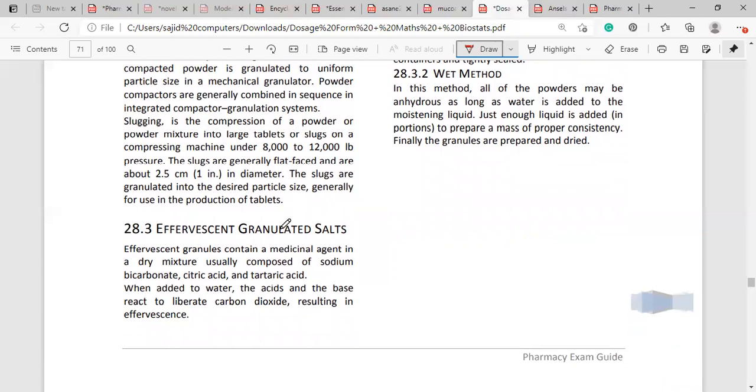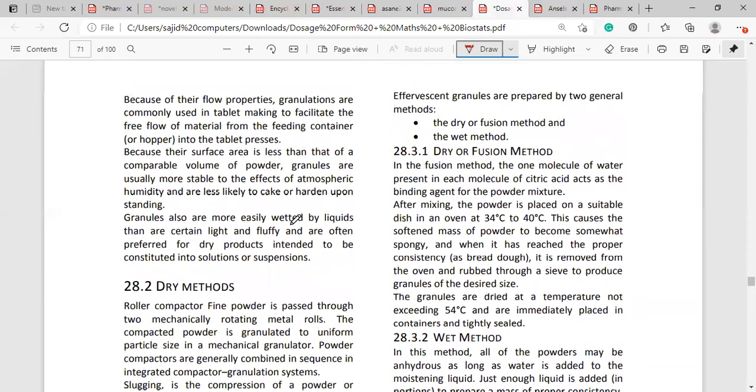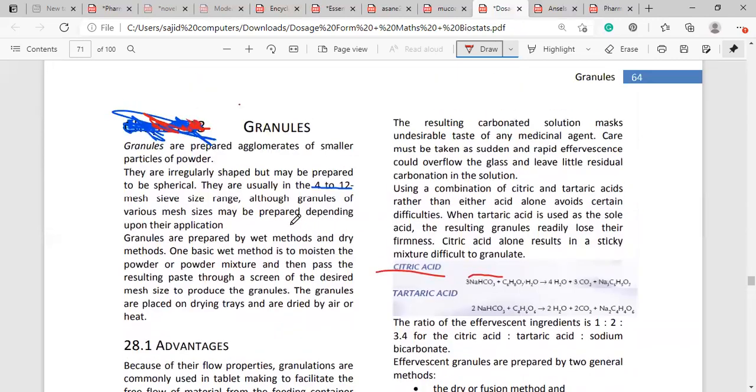Effervescent granules contain medicinal agent in a dry mixture usually composed of sodium bicarbonate, citric acid, and tartaric acid. Effervescence is, as you know, a process in which carbon dioxide is released. So we can also prepare effervescent granules by using these acids. When added to water, the acids and the base react to liberate carbon dioxide, resulting in effervescence. So the release of carbon dioxide is called effervescence.